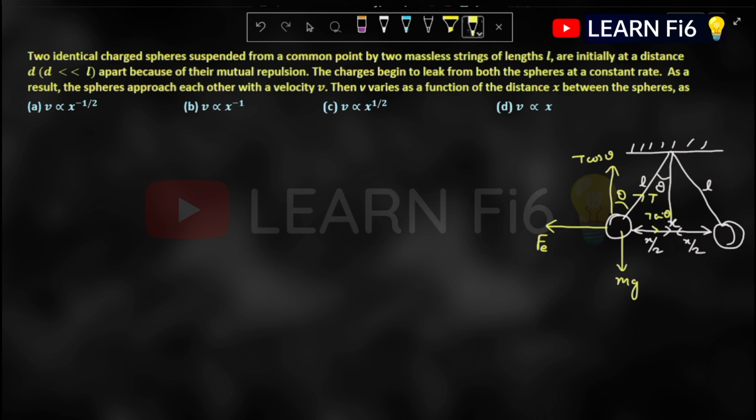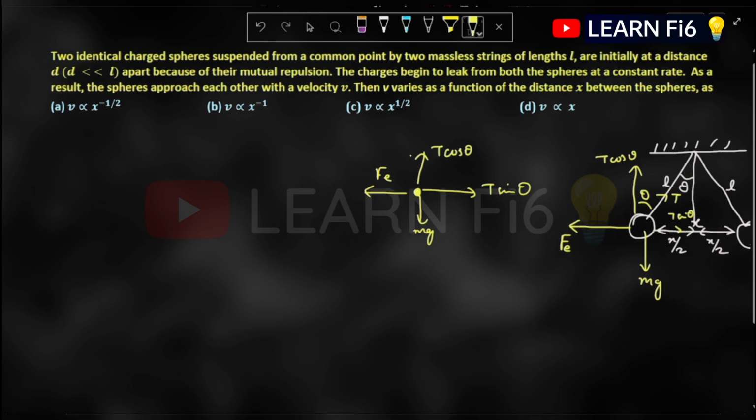Let me just redraw this clearly, that looks messy. This is the sphere. The first one we have is mg, its own weight, and the electrostatic force Fe, and this component is T sin theta, and the upward force is T cos theta.